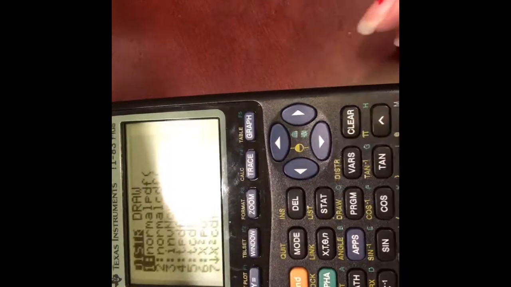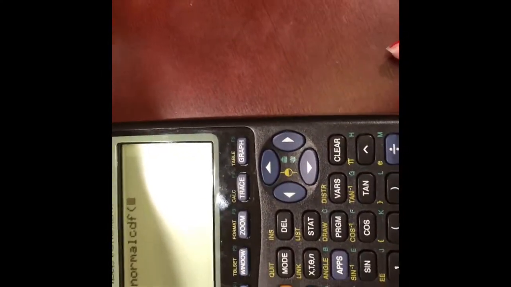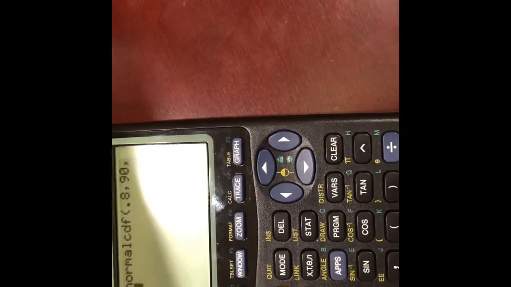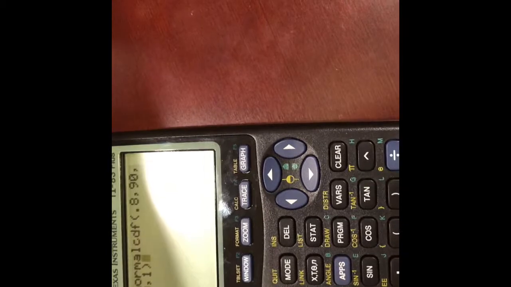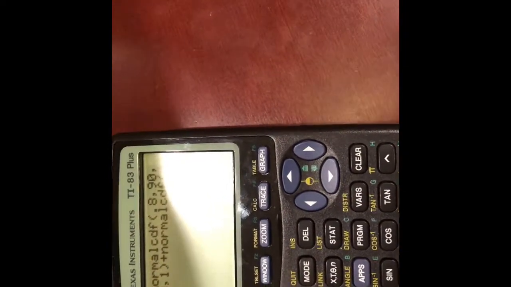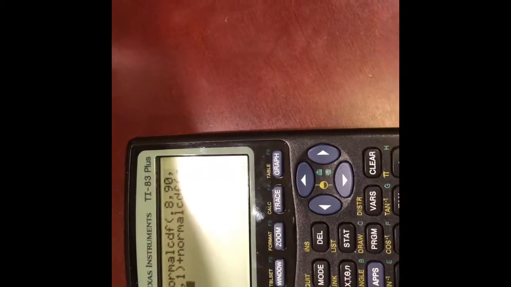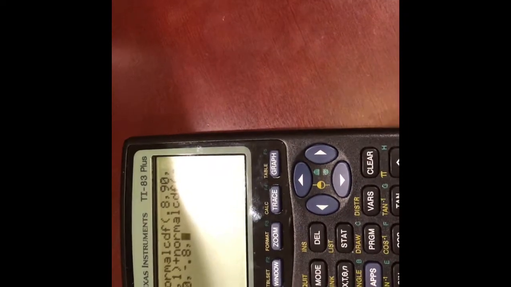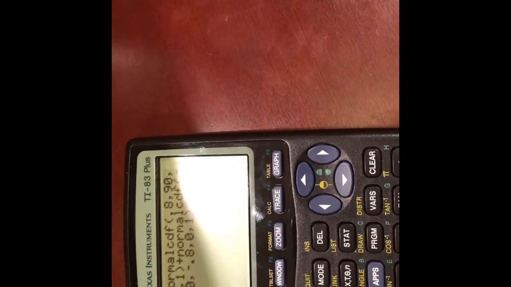So in your calculator, you are going to do your second, vars, normal CDF, and then 0.8, 90, 0, 1, and then plus your second, vars, normal CDF, -90, -0.8, 0, and 1. And there is your answer.